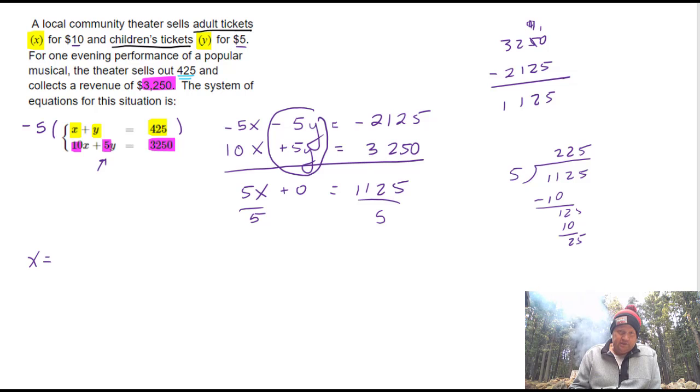So X is 225, and if I look at this top equation, if I sold 225 adult tickets, I have to get 200 Y in order to add up to 425 tickets. So that's going to be our answer. We got 225 adults, and we got 200 kids tickets in order to make it work.